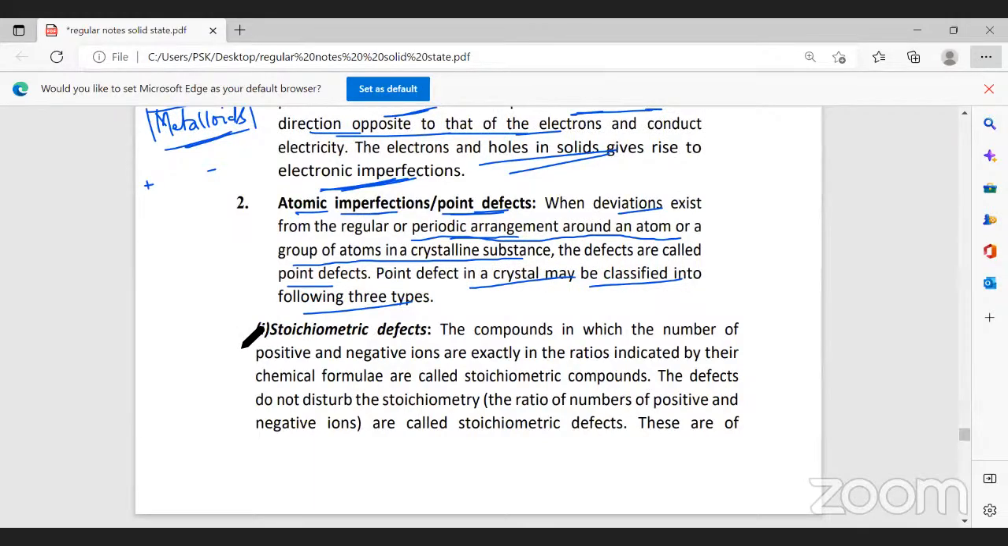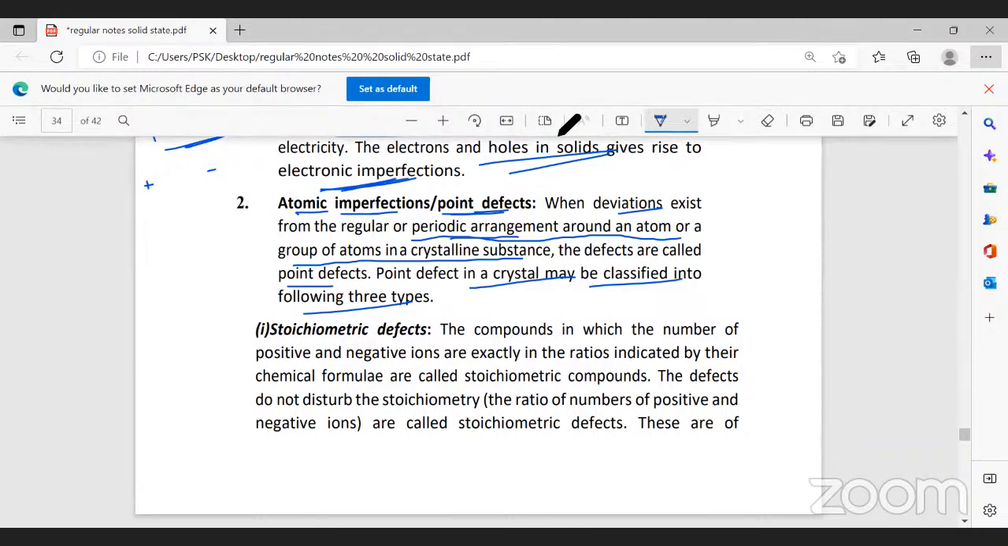If an atom moves to the interstitial position, then we call those kinds of defects crystal defects. More precisely, they are called point defects. So deviation exists from the regular or periodic arrangement around an atom or group of atoms in a crystalline substance. The defect is called a point defect, and it can be classified into three.